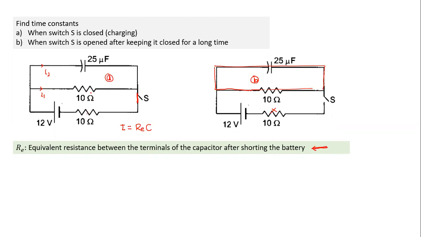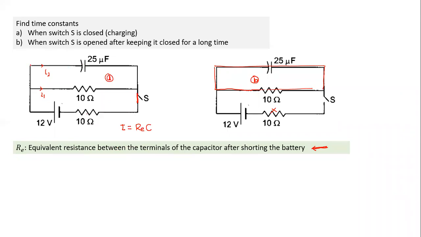Now let's do this case. The second case is simple. There's only one resistance. In this case, what is the value of R effective? This 10 ohms only. So let's leave that one. Whenever we find resistance, we have to define it between two points. Which are the two points? The two terminals of the battery.